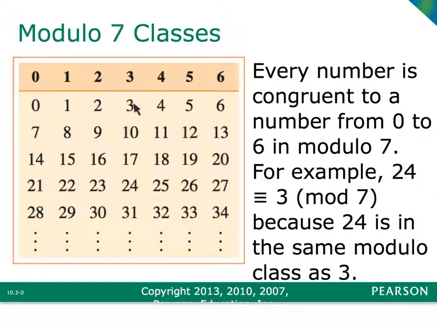So remainder 3 would be 3, 10, 17, 24, 31. Remainder 4 would be 4, 11, 18, 25, 32, etc. Remainder 5 would be 5, 12, 19, 26, 33. So again, if we divide any of these by 7, we'll get a remainder 5. And then remainder 6 could happen with 6 or 13 or 20 or 27 or 34. So this is how we define our modulo 7 classes.